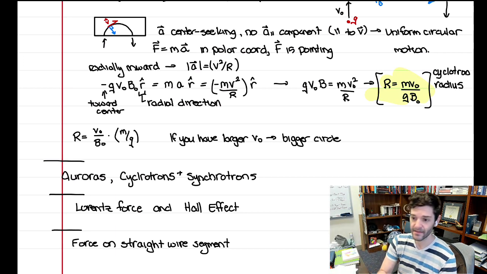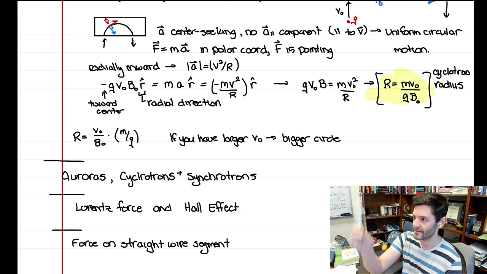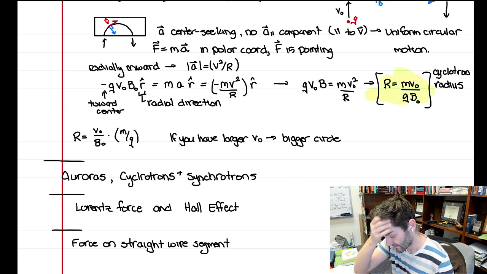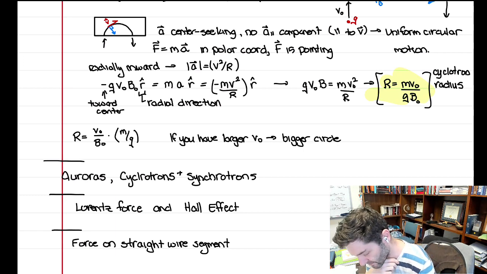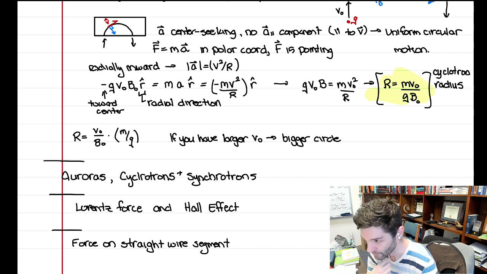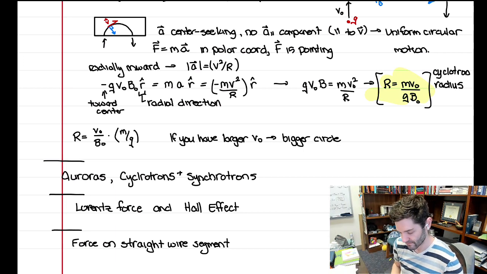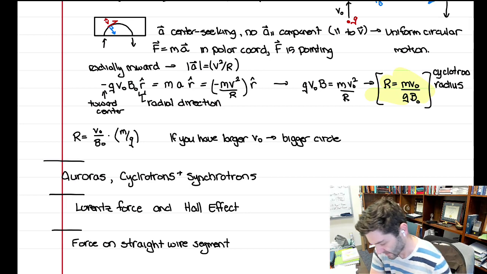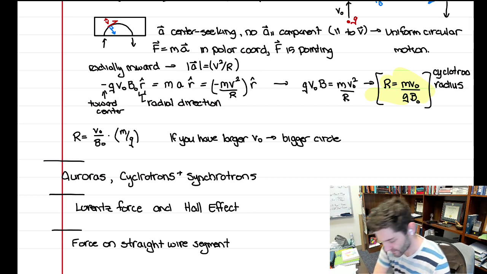That kind of makes sense. I have more inertia, or momentum, really I should just say momentum. I have more momentum in a particular direction, so the force has to, I don't want to say work harder, but it has to exert its efforts to change the direction, and as a result it traces out a bigger circle instead.